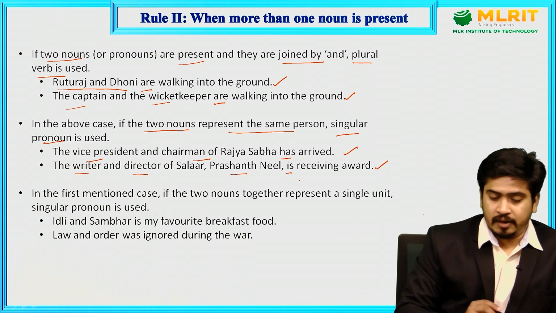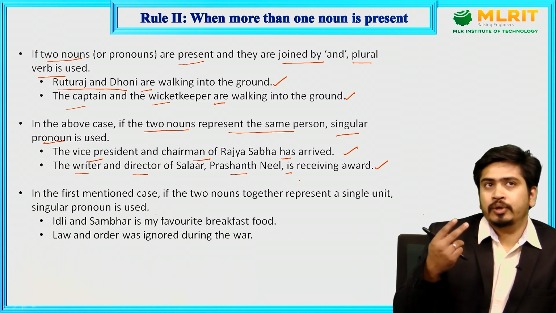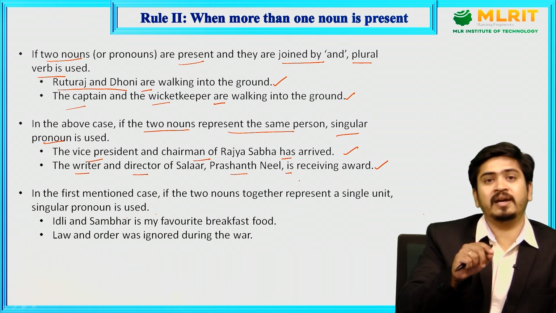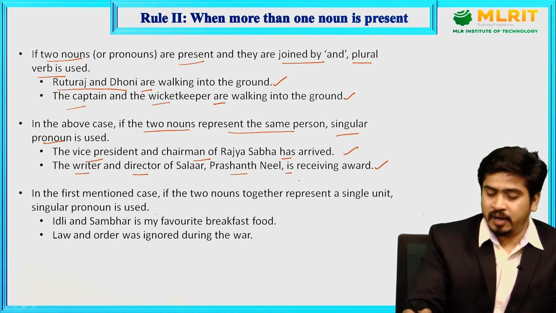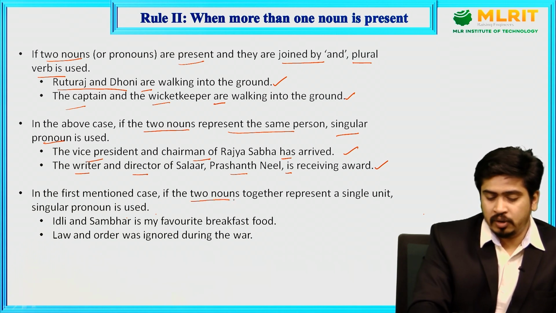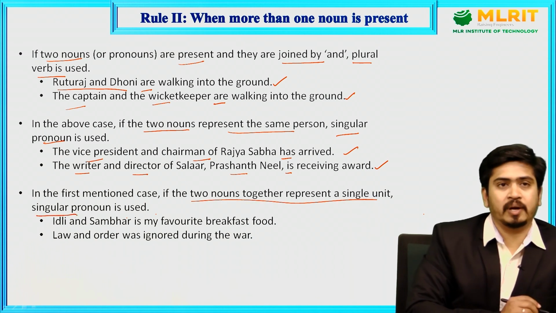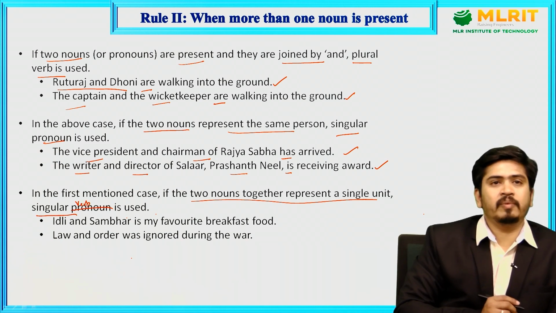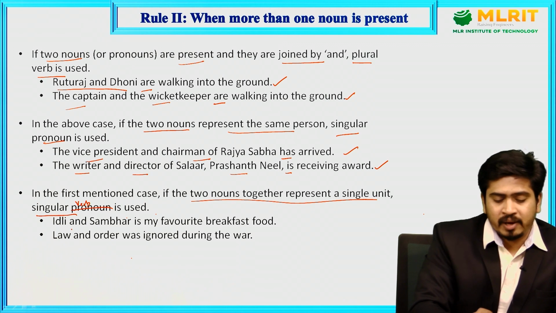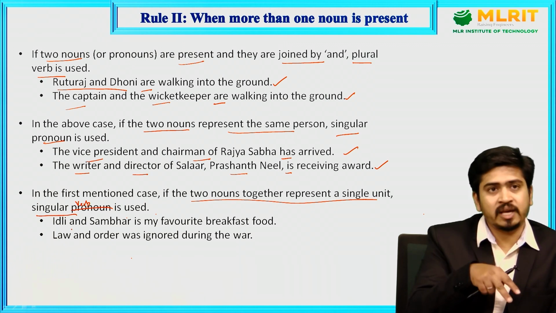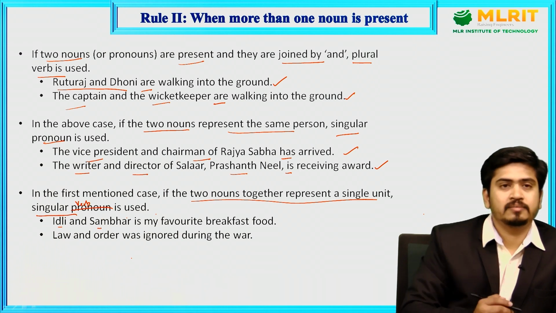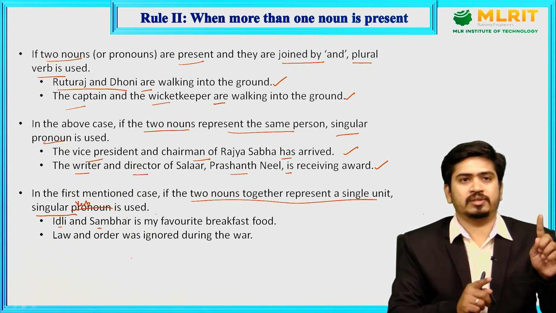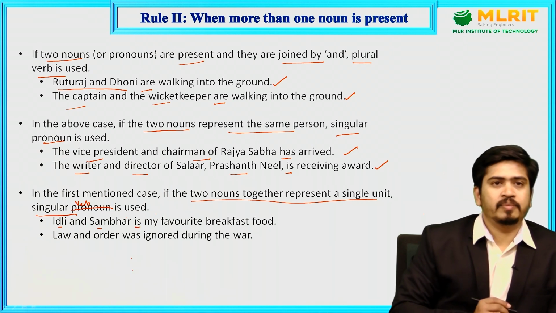Okay. Now in the other case you find two nouns in the sentence, but those two together are considered as a single unit. Then singular verb is to be used. Sorry, I said pronoun, it should be verb. It's my mistake. Okay, now let us see. Idli and sambar is my favorite breakfast food. Now see, you have two nouns, idli and sambar. Though you have two nouns there, idli and sambar together is considered as a single dish. So singular verb. Next example.